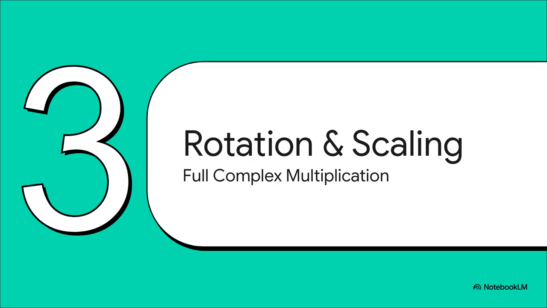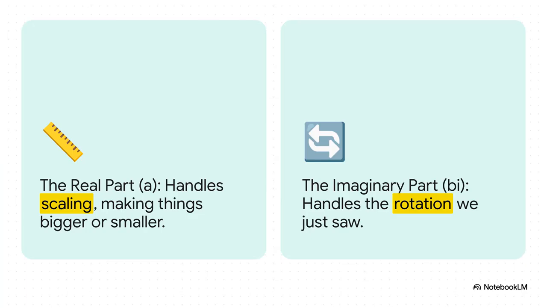Okay, so if i all by itself is a pure 90-degree rotation, what happens when we use a full-on complex number? One with both a real part and an imaginary part. Think of it like a recipe for a transformation. It's not just one instruction. It's two baked into one number. The real part, the a, tells you how much to scale something to make it bigger or smaller. And the imaginary part, the bi, handles the rotation we just saw.